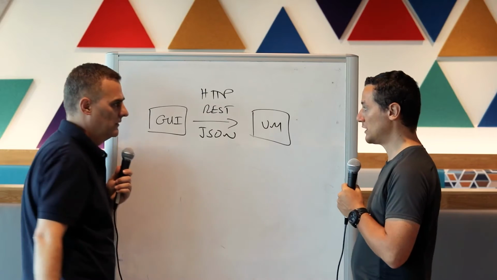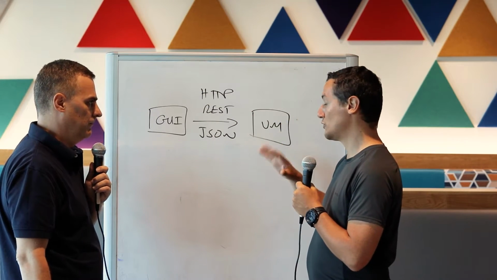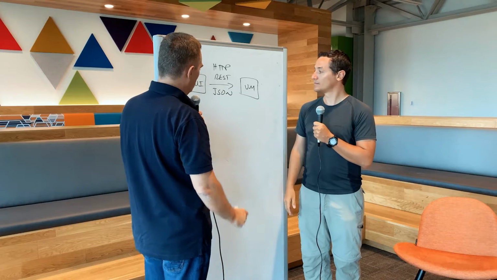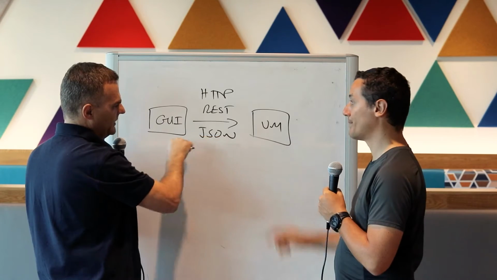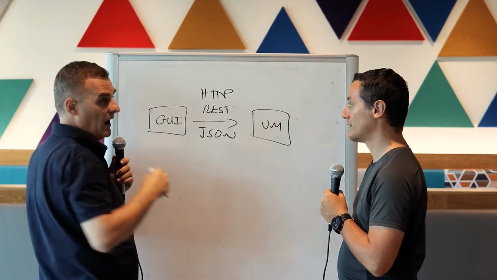What is that? JSON is a format we use to send the information using the REST API. So basically, when you do a REST call to the VM, the data is formatted in this JSON formatting. In JSON format, yes.